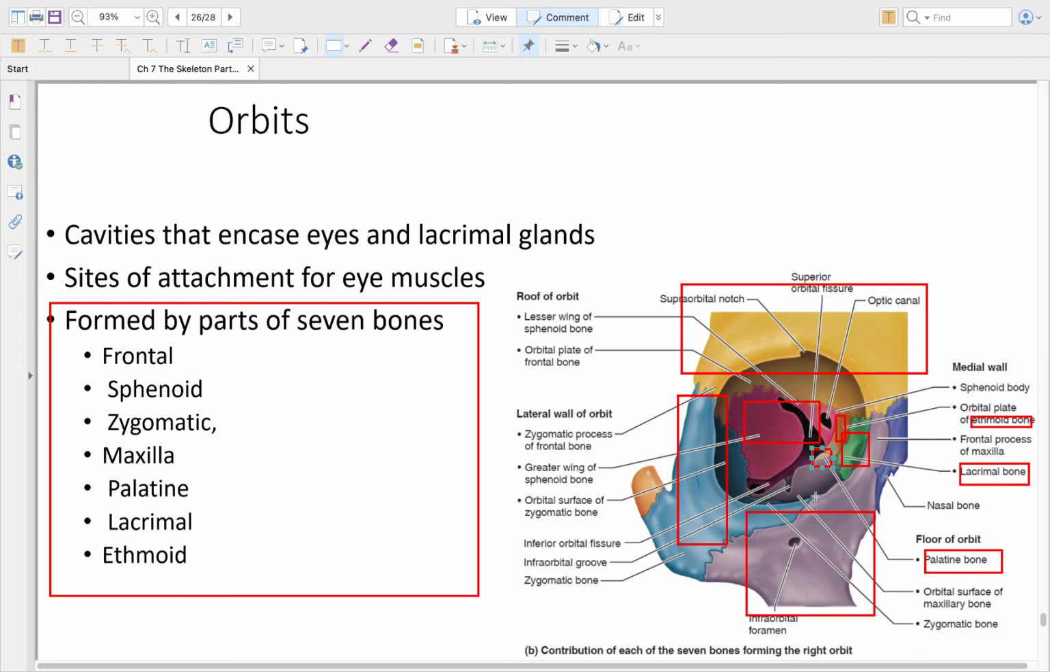Okay, and then of course we have sites for muscle attachments because we have face muscles, and we definitely have muscles that circle the orbit. Okay.